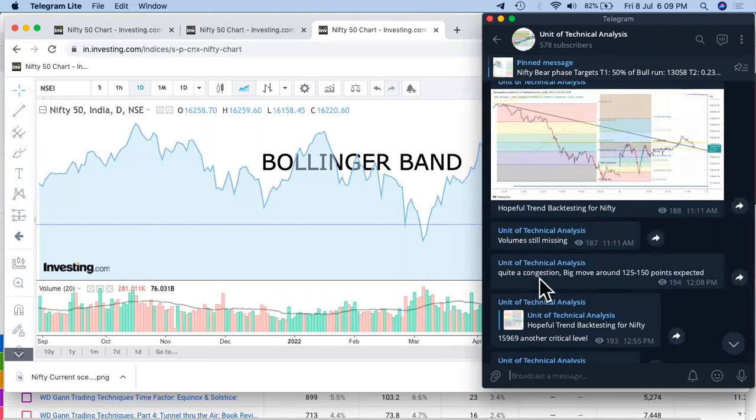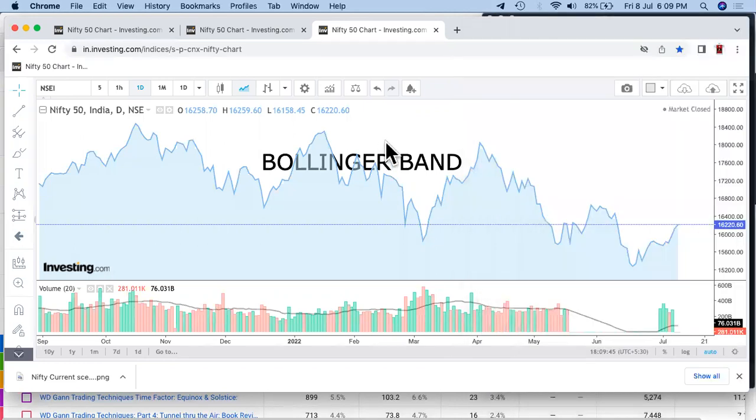This was there in the congestion zone, and congestion zone is more related to Bollinger Band. How to find these congestion zones and how to find these 120, 150 points or maybe more, I'll tell you specifically. Let's go to the basic part on that, which is Bollinger Band.